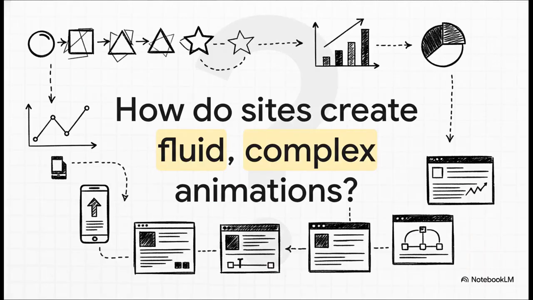You know when you're scrolling through a site and an infographic just comes to life? Maybe an icon smoothly morphs into a completely different shape, or text seems to draw itself right there on the screen? It feels less like a web page and more like this cool interactive story. So how on earth do they do that?